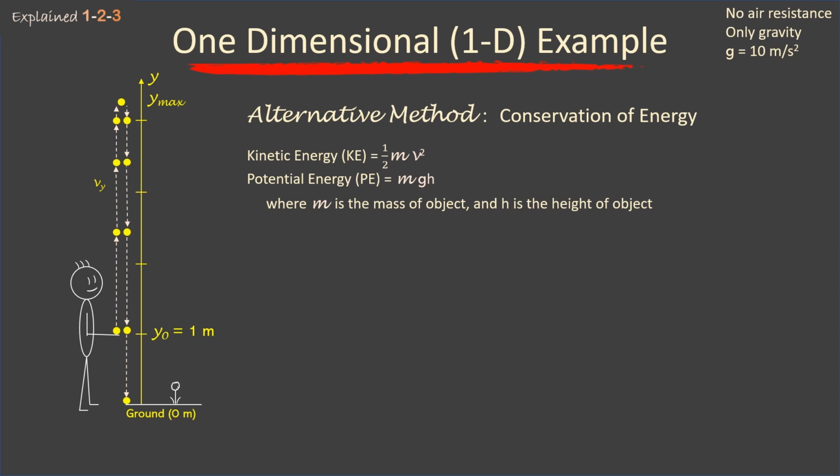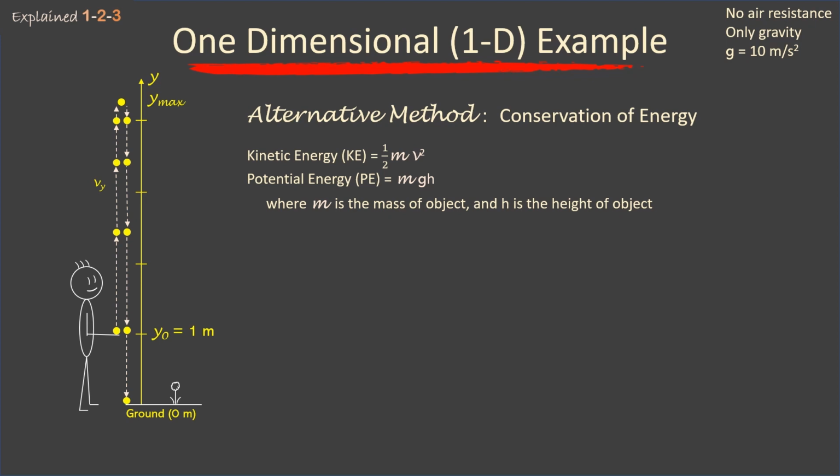If you are familiar with mechanical energy, you know 1/2 mv squared for kinetic energy, and mgh for potential energy, or PE, where m is the mass of the object. The law of conservation of energy states that the total energy, KE plus PE, must stay constant when there's no work done. And remember we assumed no air resistance, hence no work.